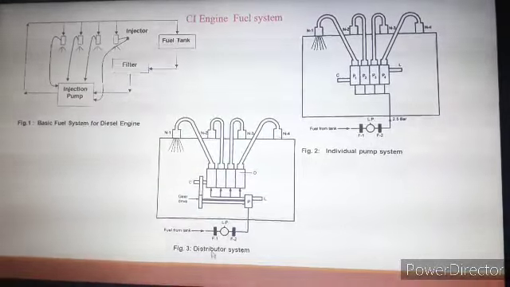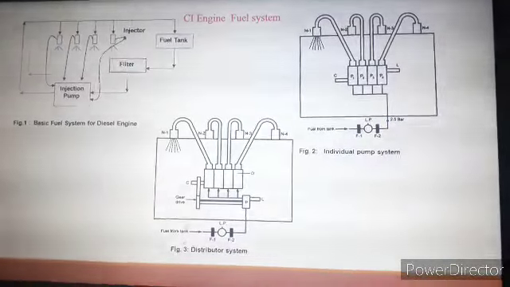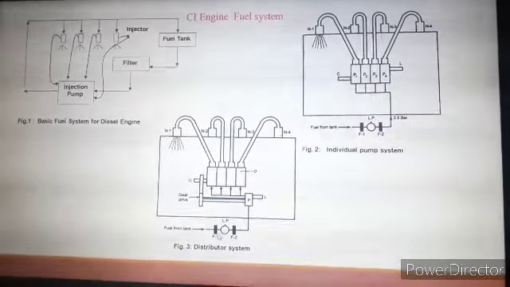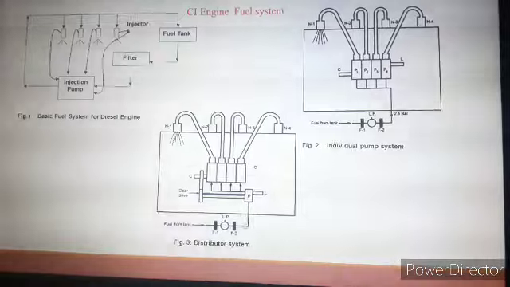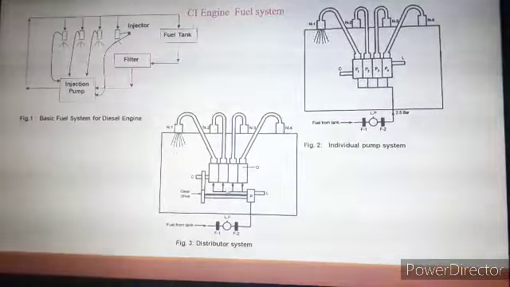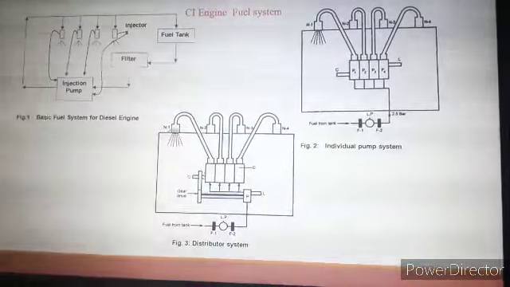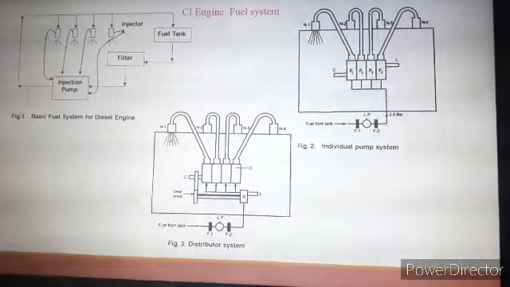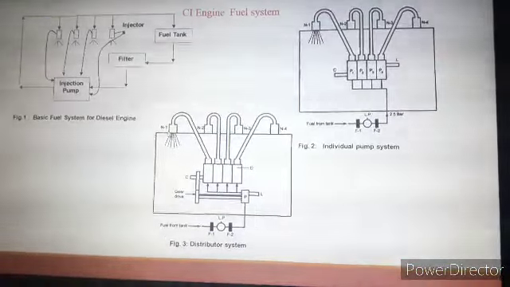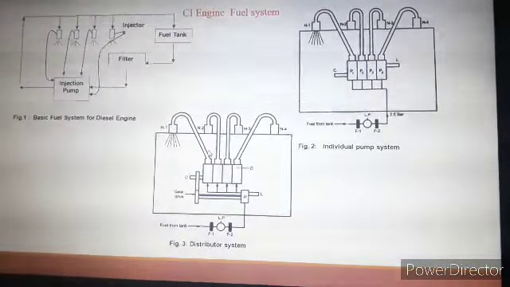That is the basic difference between this distributor system and individual pump system. Again here, the fuel is taken from the fuel tank to the fuel pump, again through the filter F1, and this fuel is sent to the different nozzles through this pump. We use only one pump, and the high pressurized fuel is sent to the respective cylinder through the respective nozzles, that is N1, N2, N3, N4. These are the respective nozzles through which we can send the fuel to the respective cylinder of the engine. That is about the CI engine, or the diesel engine.